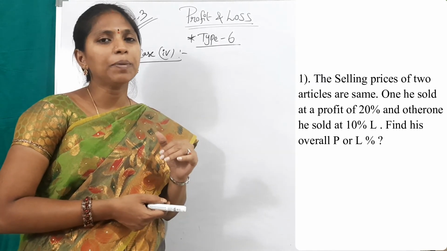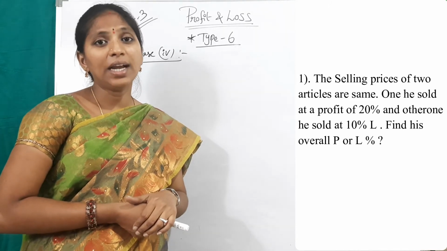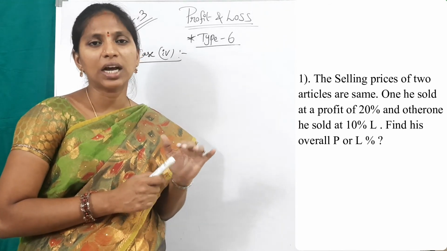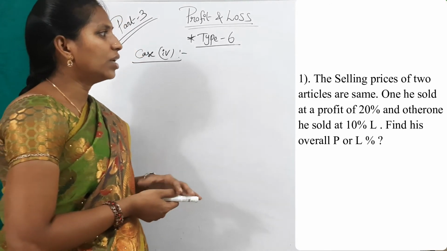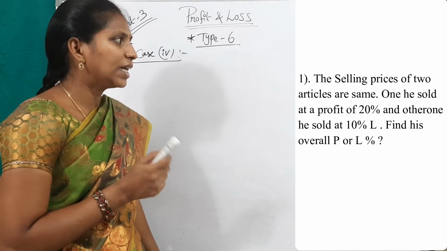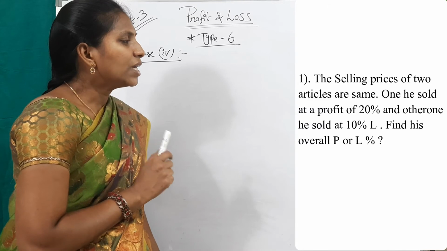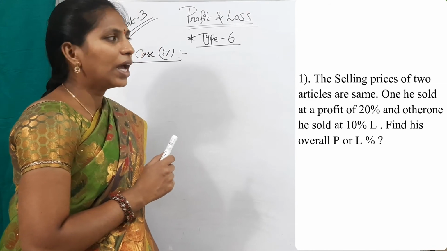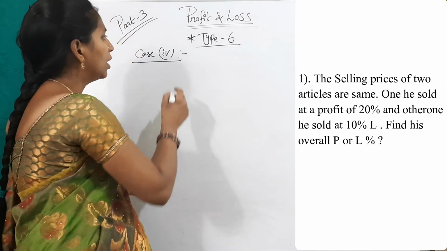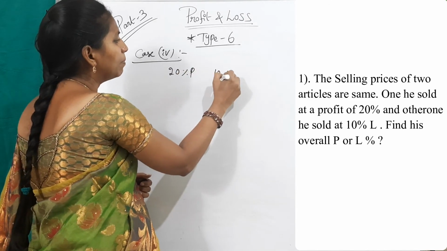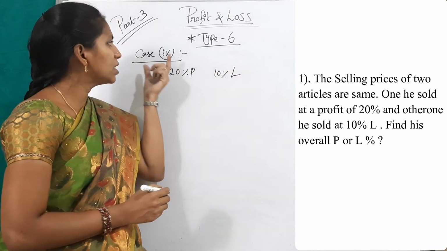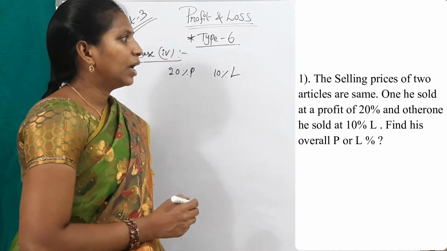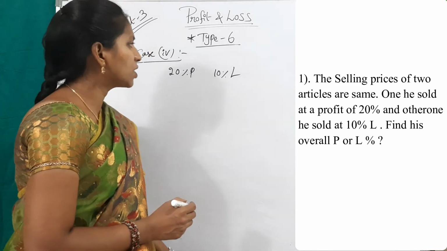Now see case 4. In case 4, the selling price of 2 articles are the same and the percentages are different. Profit percentage and loss percentage are both different. See the question. The selling prices of 2 articles are the same. One he sold at a profit of 20% and the other one he sold at a loss of 10%. 20% profit and 10% loss, both are different. This is the fourth case, but the selling prices are the same. And find his overall profit or loss percentage.